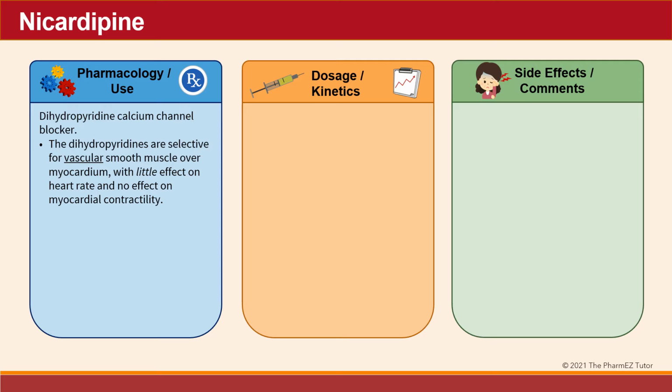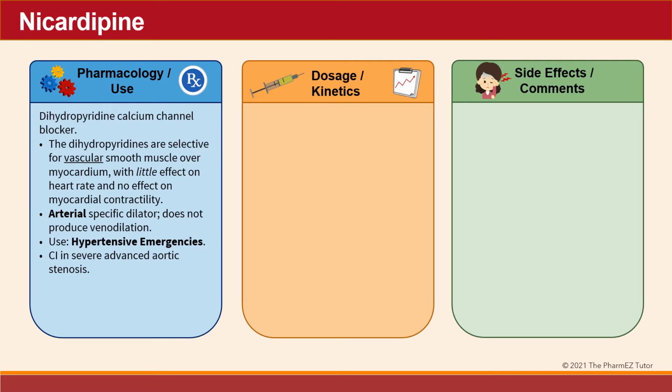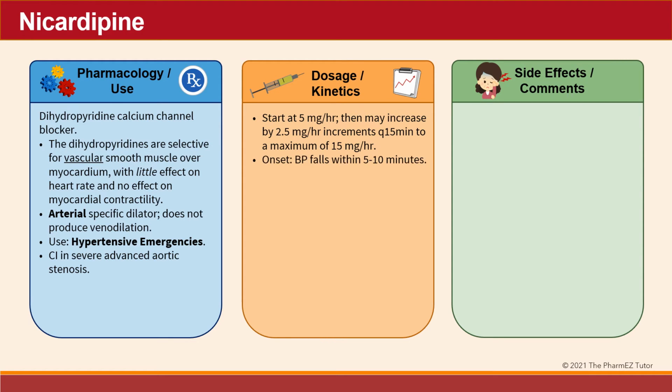The dihydropyridines are selective for vascular smooth muscle over myocardium, with little effect on heart rate and no effect on myocardial contractility. Nicardipine is an arterial-specific dilator and does not produce venodilation. Its use is in hypertensive emergencies and is contraindicated in severe advanced aortic stenosis. We can start nicardipine at a dose of 5 mg per hour, then may increase by 2.5 mg per hour increments every 15 minutes to a maximum dose of 15 mg per hour. Blood pressure usually falls within 5 to 10 minutes.